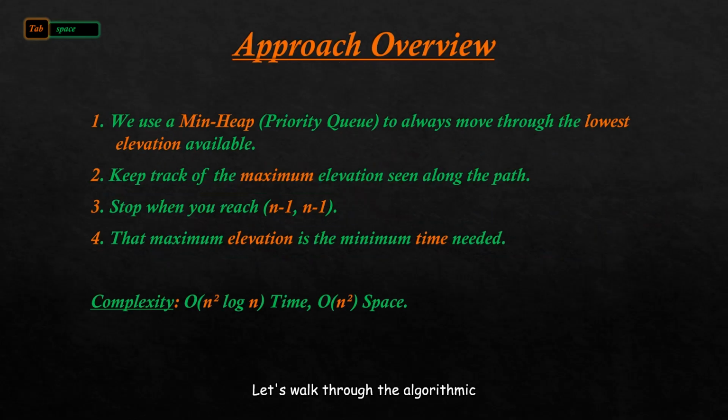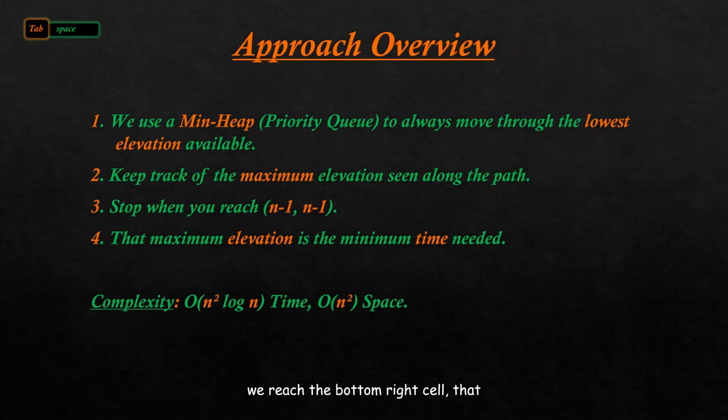Let's walk through the algorithmic approach to solving this. We will use a priority queue or a min heap, which helps us always choose the cell with the lowest elevation accessible at each step. Here's how it works. In step 1, we start from the top left cell and push it into the priority queue with its elevation. From there, at every step, we take the cell with the smallest elevation value from the heap. Each time we move to a new cell, we record the maximum elevation seen so far, because that's how high the water needs to rise for us to have reached that point.